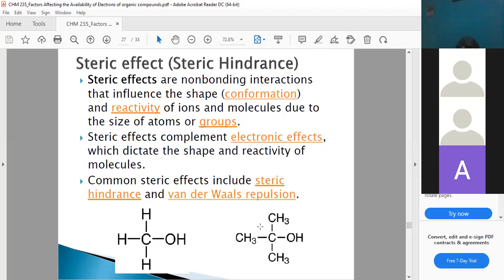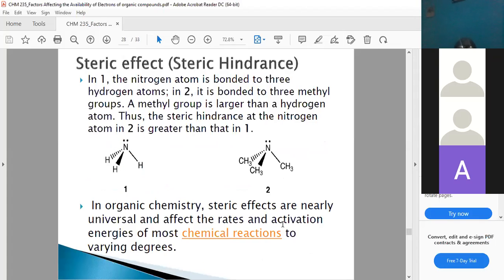Because of the overcrowding of the methyl group, it will affect the reactivity of this molecule. And that factor is what we call steric effect.